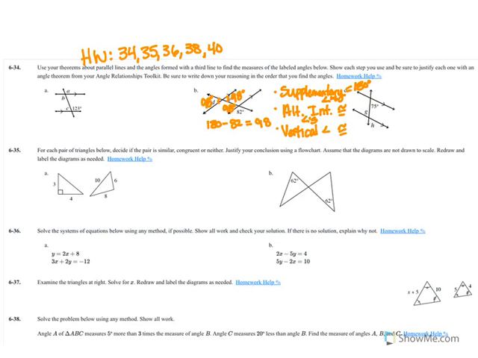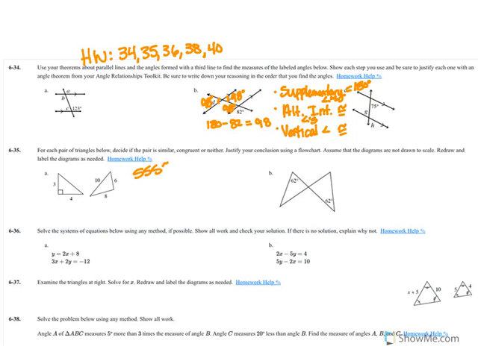Okay, the next one says, for each pair of triangles below, decide if the pair is similar, congruent, or neither. Justify your conclusion using a flowchart. Assume that the diagrams are not drawn to scale. Redraw and label the diagrams as needed. I actually wanted to go through these with you guys because these are kind of tricky.